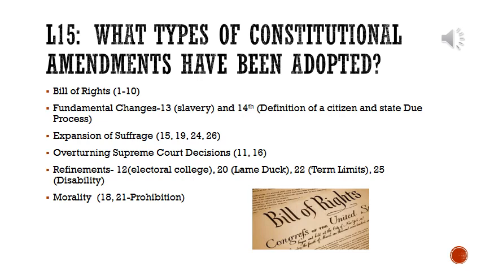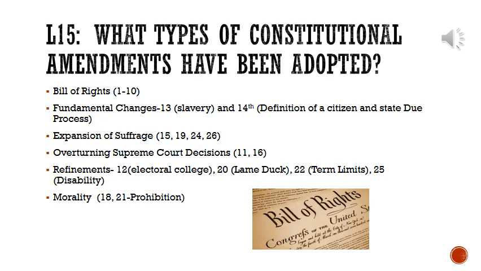So what types of constitutional amendments have been adopted? The Bill of Rights are Amendments 1 through 10. We have some fundamental changes: slavery is the 13th Amendment, and the 14th Amendment defines what a citizen is, and states have to recognize due process. Expansion of voting rights, also known as suffrage, is the 15th, 19th, 24th, and 26th. Overturning Supreme Court decisions, like the 11th and 16th Amendments.